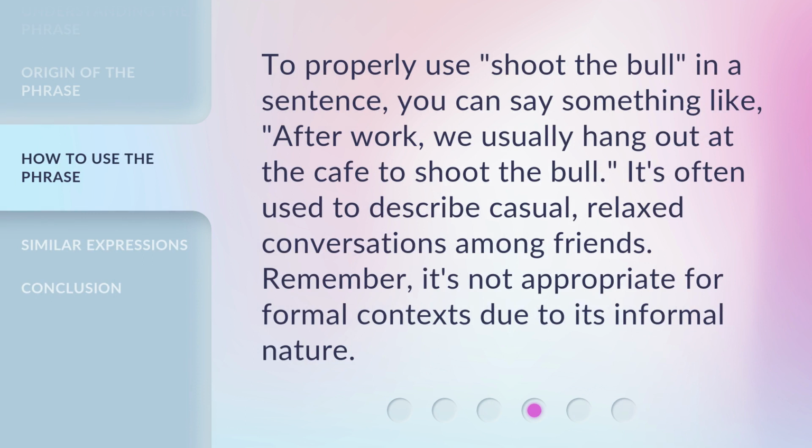To properly use shoot the bull in a sentence, you can say something like, after work, we usually hang out at the cafe to shoot the bull. It's often used to describe casual, relaxed conversations among friends. Remember, it's not appropriate for formal contexts due to its informal nature.